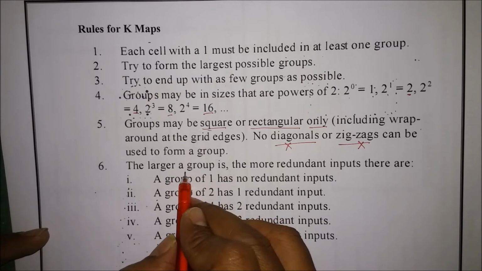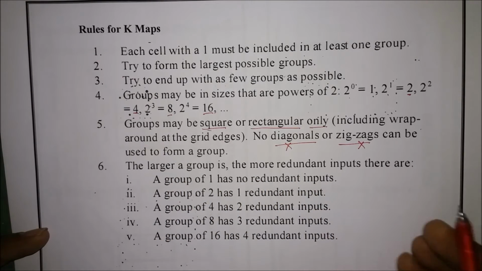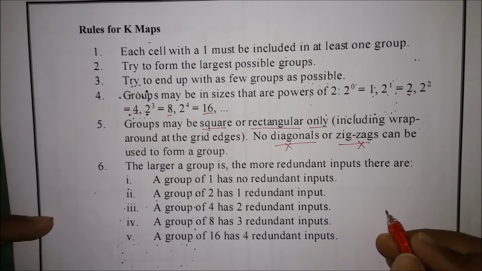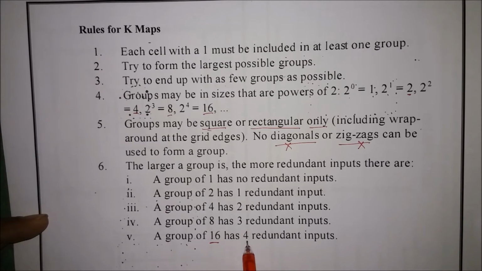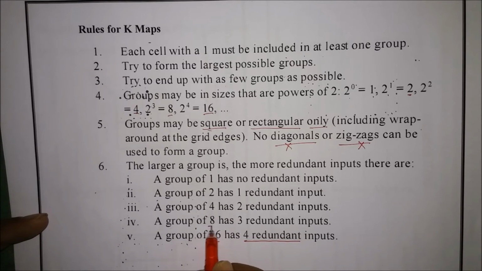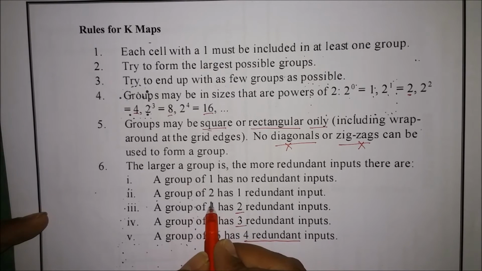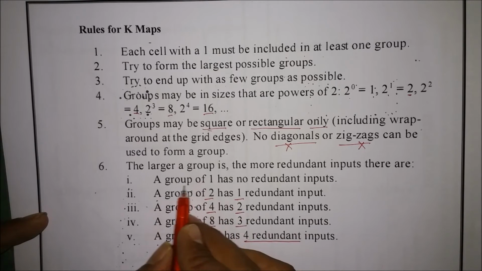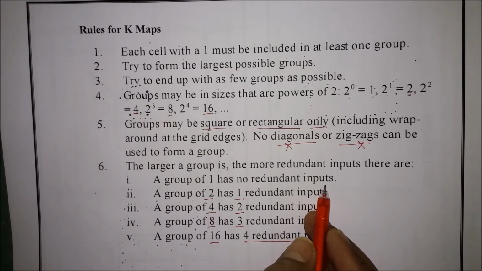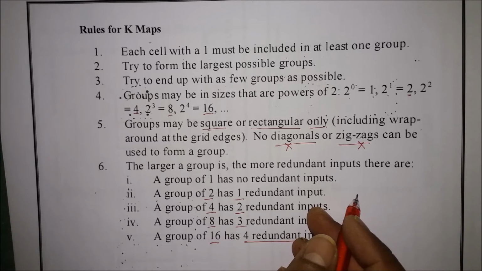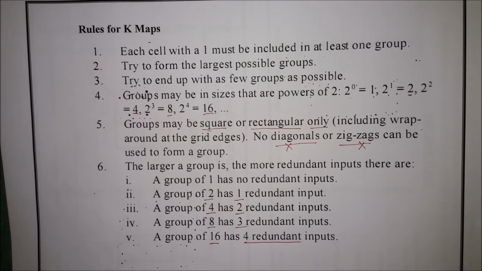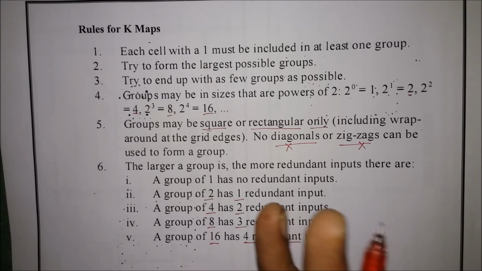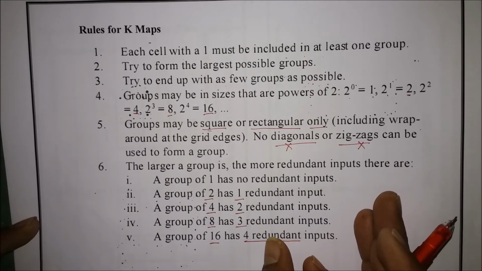The larger a group is, the more redundant inputs there are. For example, if I group 16 cells, then 4 variables are eliminated. If I group 8 cells, then 3 variables are eliminated. If I group 4 cells, then 2 variables are eliminated. If I group 2 cells, 1 variable is eliminated. A group of 1 has no redundant input. So from this, it is very clear that whenever I do the grouping, I need to look for the maximum grouping. If I want to group the terms in the order of 16, 8, 4 and 2, first priority is always given to the maximum grouping.